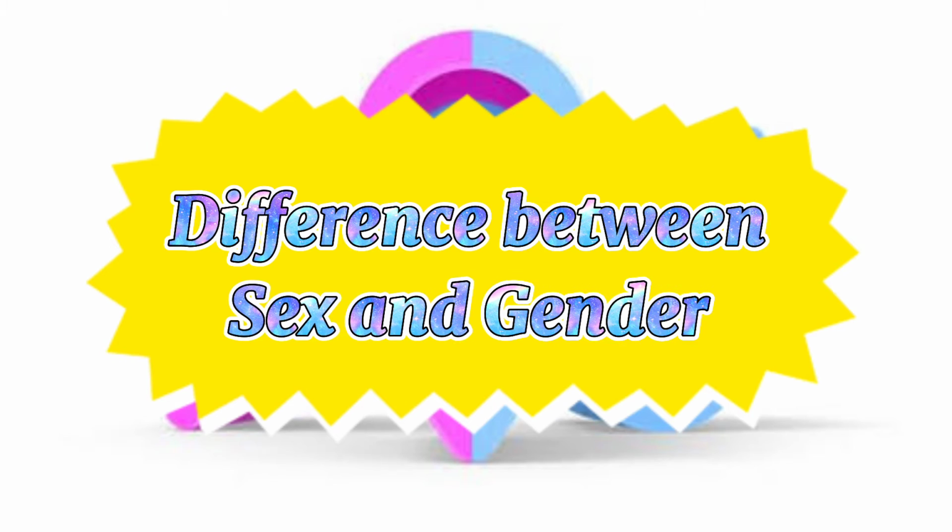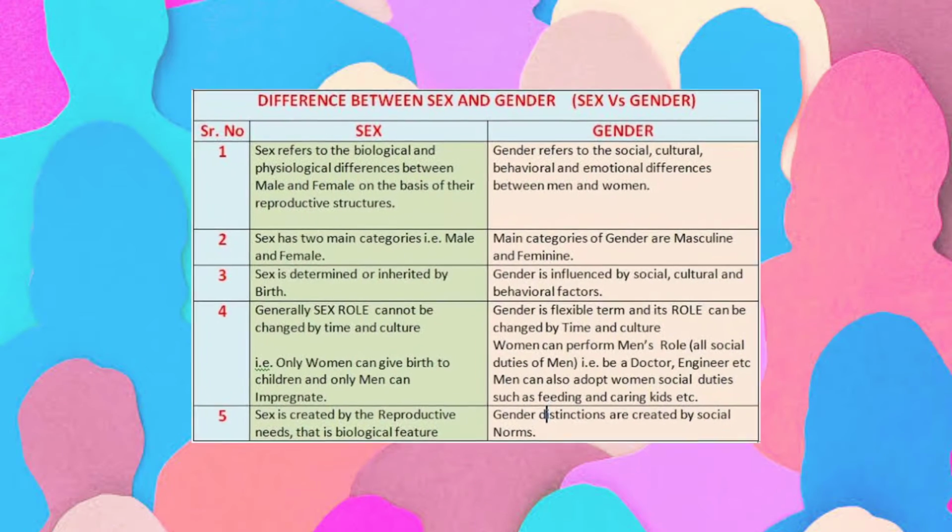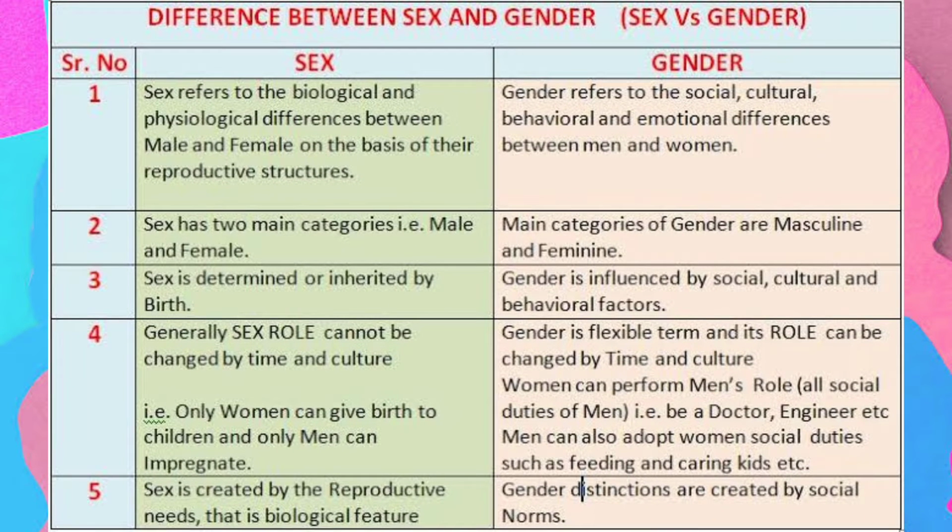Difference between sex and gender. As we can see, sex refers to the biological and physiological differences between male and female on the basis of their reproductive structures, while gender refers to the social, cultural, behavioral, and emotional differences between men and women. Sex has two main categories, which are male and female, and the main categories of gender are masculine and feminine. Sex is determined or inherited by birth, while gender is influenced by social, cultural, and behavioral factors.